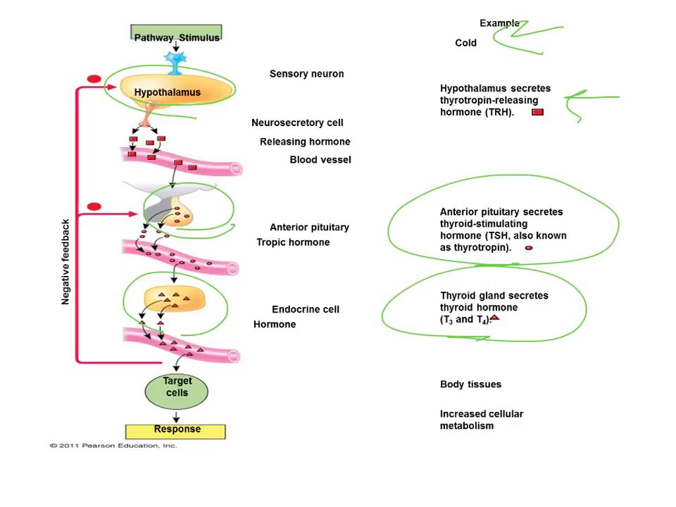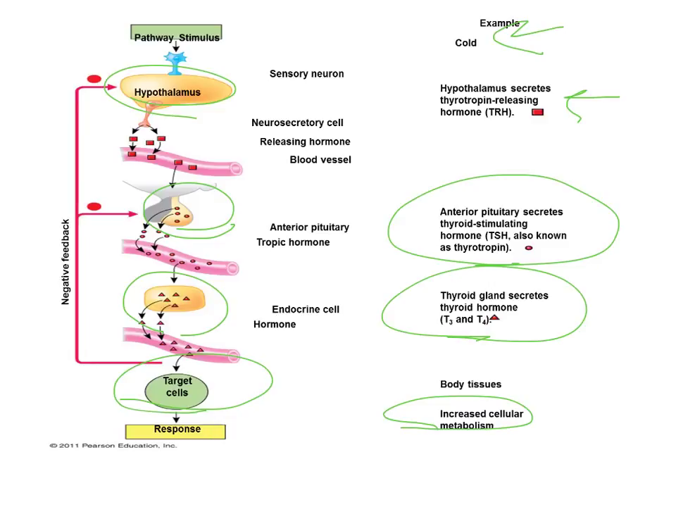Those thyroid hormones are going to go out to the target cells in the body tissues, and that's going to increase cellular metabolism. When we increase cellular metabolism, we should increase temperature, because remember, one of the main byproducts of a lot of cellular reactions is a release of heat. And so that will increase temperature.